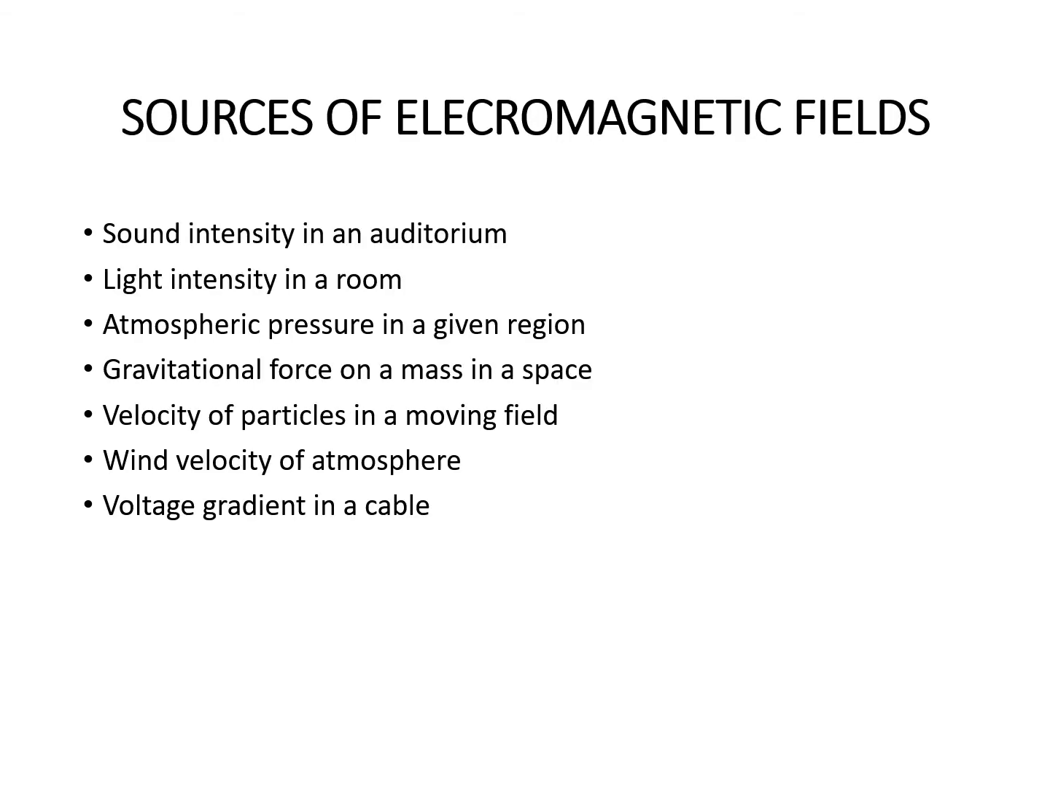The sources of electromagnetic fields. The sources of electromagnetic fields are sound intensity in an auditorium, light intensity in a room, atmospheric pressure in a given region, gravitational force on a mass in a space, velocity of particles in a moving field, wind velocity of atmosphere, voltage gradient in a cable.